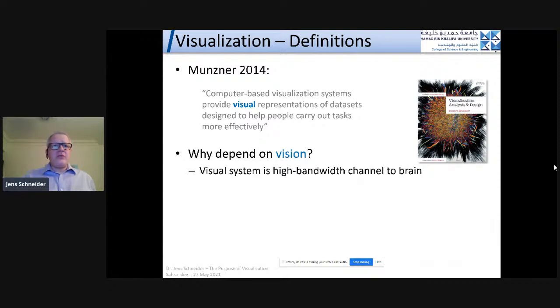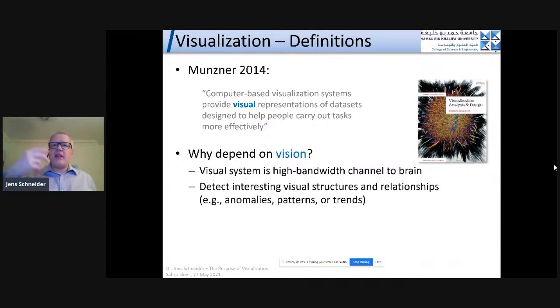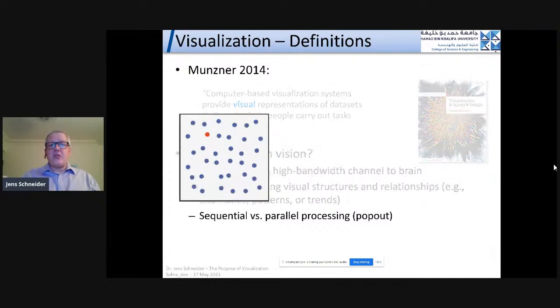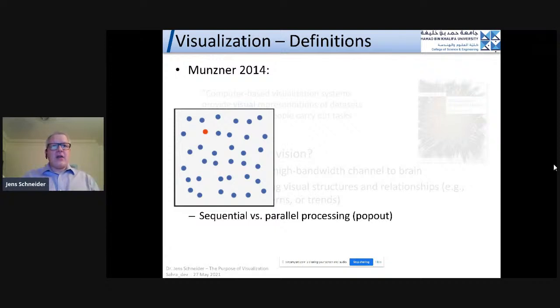So why do we use vision? Well, I mentioned it's the highest bandwidth channel to the brain. And sometimes you immediately detect interesting visual structures and relationships. And I demonstrated the sequential versus parallel processing as well. Here's another example. The red circle immediately pops out as something important.